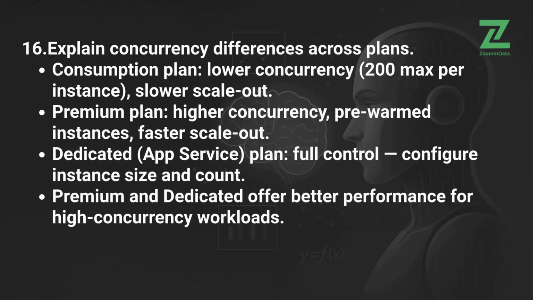Explain concurrency differences across plans. Consumption plan: lower concurrency, 200 max per instance, slower scale out. Premium plan: higher concurrency, pre-warmed instances, faster scale out. Dedicated App Service plan: full control. Configure instance size and count. Premium and Dedicated offer better performance for high concurrency workloads.